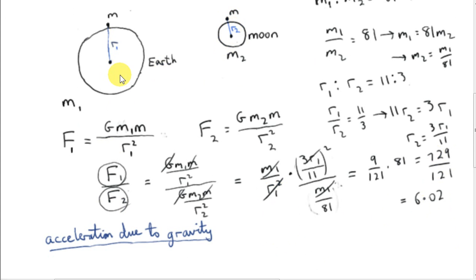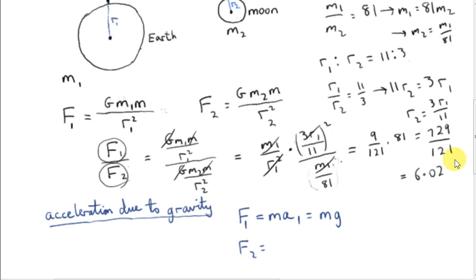Now we can compare the acceleration due to gravity for objects near the surface of the Earth and the surface of the Moon. To do that, we just use Newton's second law. Okay, so say for the force of the Earth on the mass, that's F1 equals m times a1. Well, we know what a1 is for objects near the surface of the Earth. It's 9.8. It's also known as g.